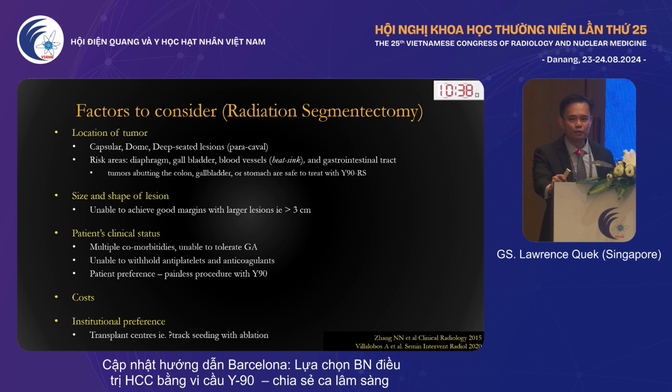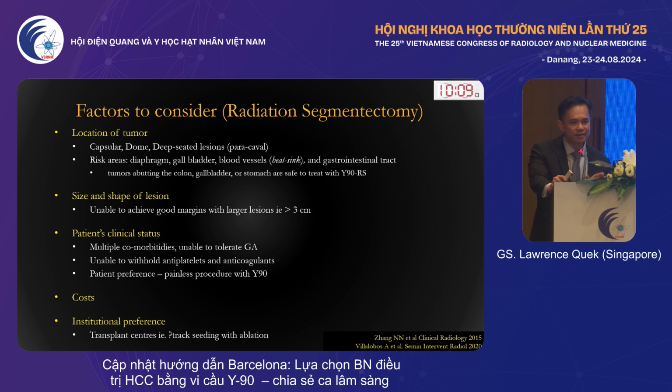So why would we consider radiation segmentectomy over ablation or even sometimes a resection? I think in the context of ablation, if you're looking at a capsular lesion at the tumor, or deep-seated lesions in the paracaval region near the IVC, those are very hard to ablate and get good margins. So the concept of R0 resection, we talk about A0 resection, ablation zero tumor in the margins.